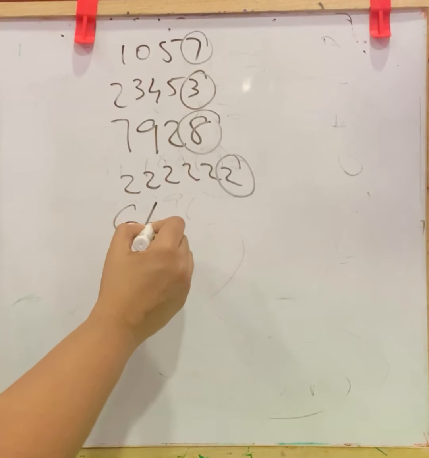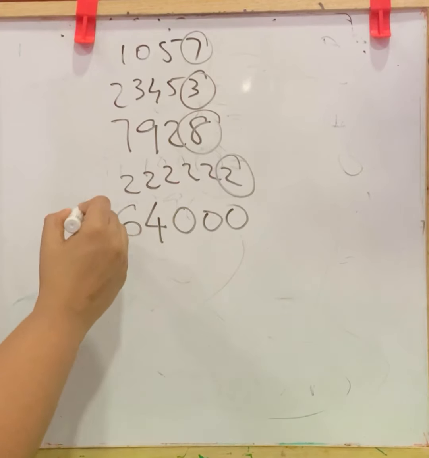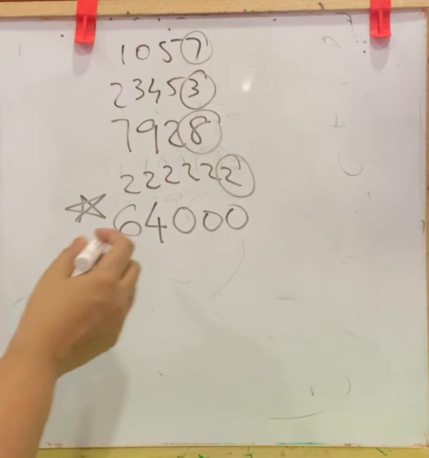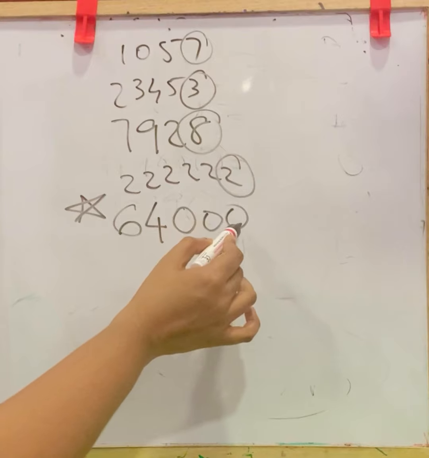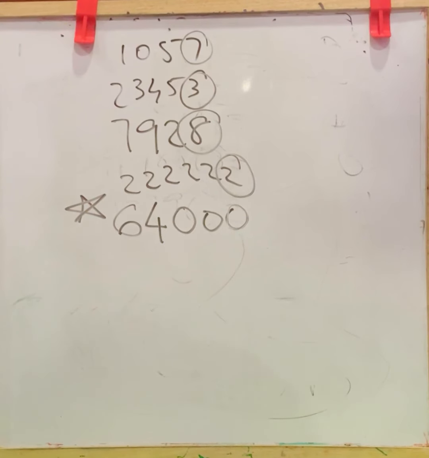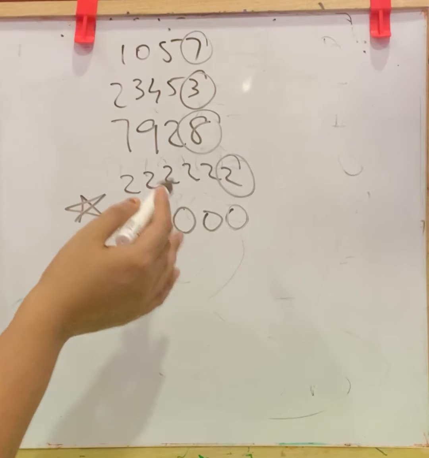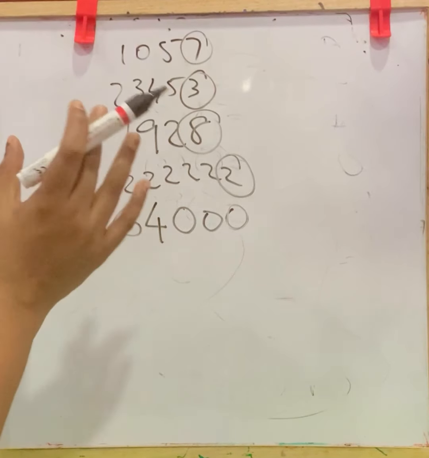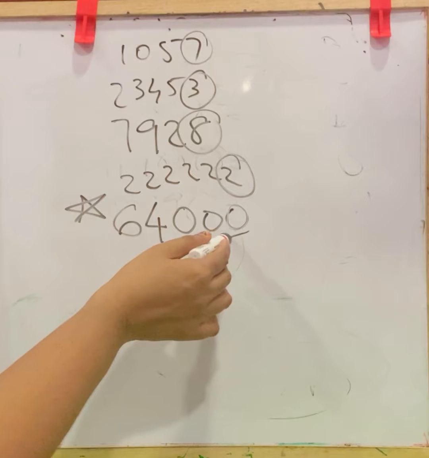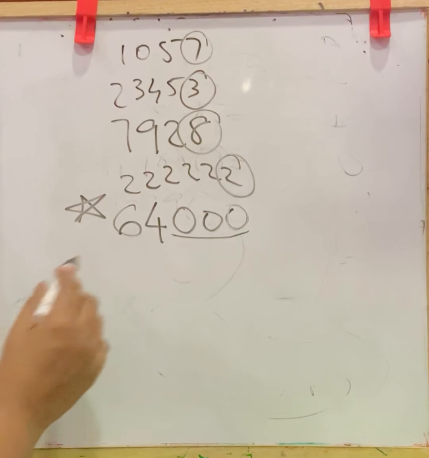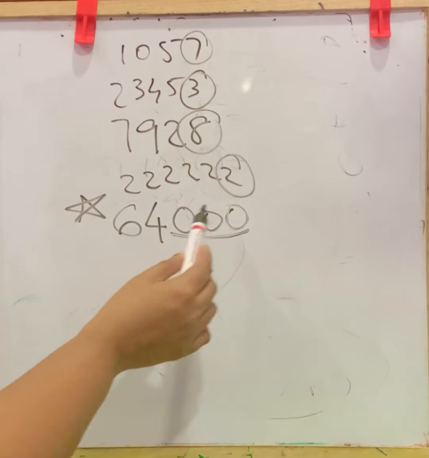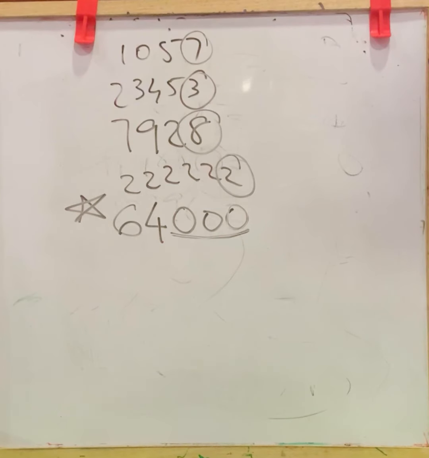Now the next one, 64000. Here this is a case you want to note down. Here it is ending with the digit 0, so it can be a square number or not. But if it is ending with the digit 0, then there is another property. You want to count how many zeros are here. Here there are an odd number of zeros: 1, 2, 3. Then it is not a perfect square.